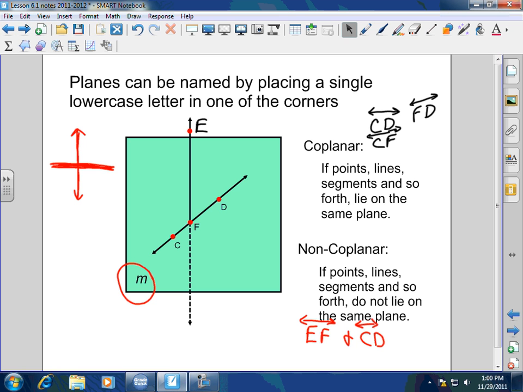Yes, sir. Correct. Do you see this dashed part here? That dashed part is representing that it's going through the plane. So therefore they are non-coplanar. They're not on the same plane. Yes, sir. Correct. If this was not dashed, that means it would be on the same plane. Correct, sir. Yes, sir.